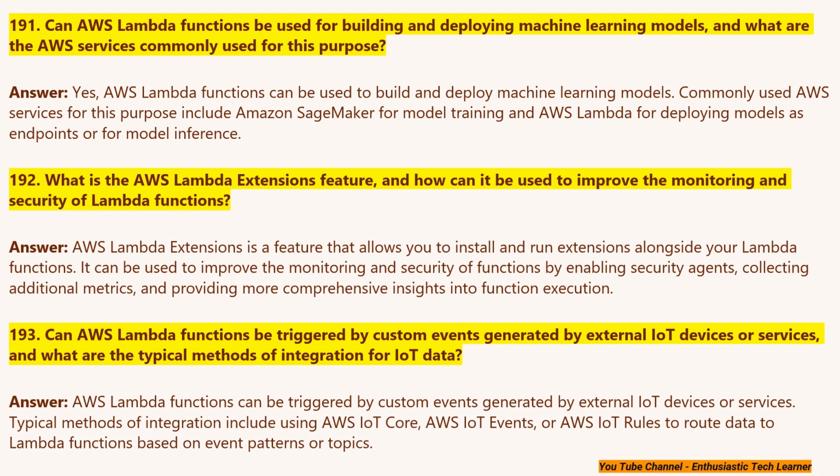Can AWS Lambda functions be triggered by custom events generated by external IoT devices or services? And what are the typical methods of integration for IoT data? AWS Lambda functions can be triggered by custom events generated by external IoT devices or services. Typical methods of integration include using AWS IoT Core, AWS IoT Events, or AWS IoT rules to route data to Lambda functions based on event patterns or topics.